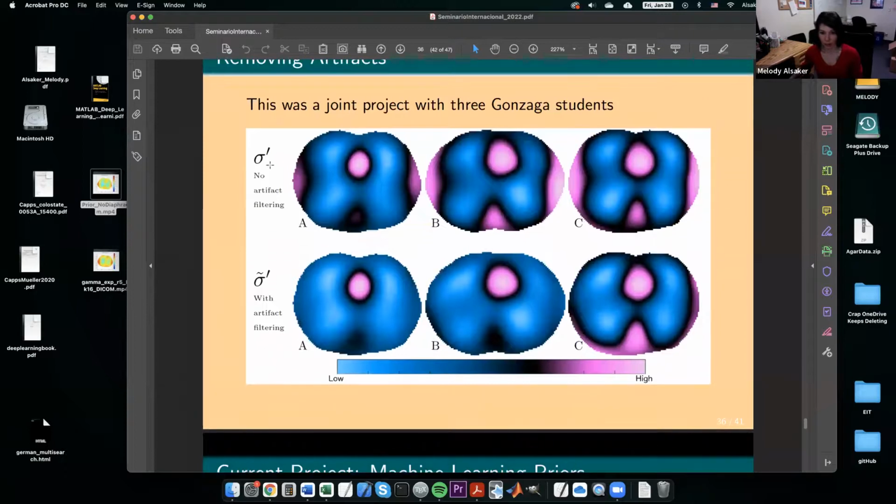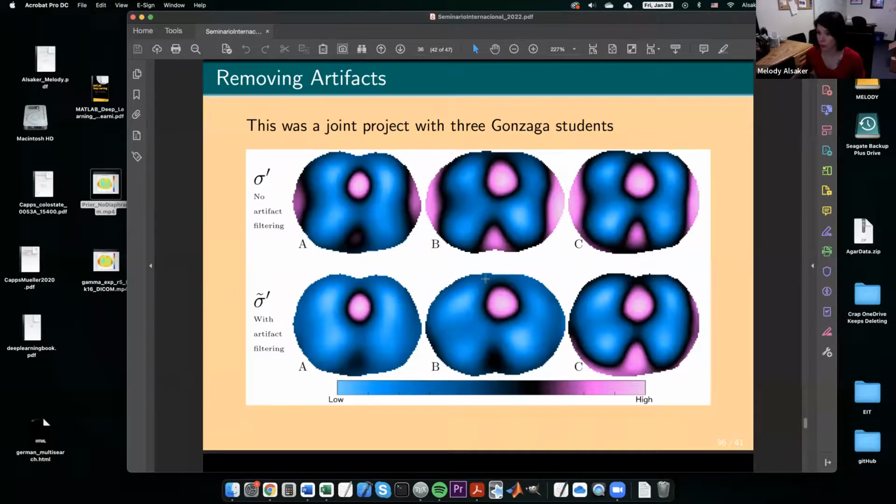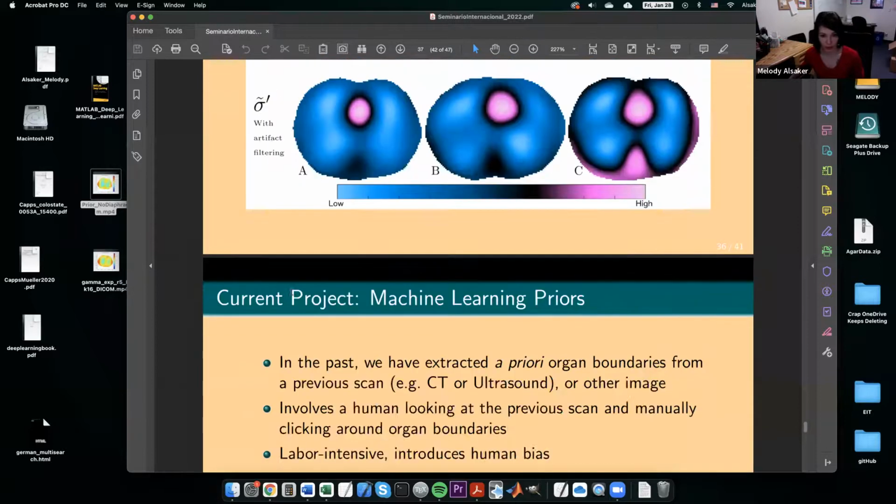And here's another one that I worked on recently, removing artifacts from EIT images. So we want to remove these artifacts that are these like bright pink areas. They don't belong in the images. So we did some nonlinear Fourier domain filtering and came up with these images with the artifacts removed. And this was a project I actually did with some students.